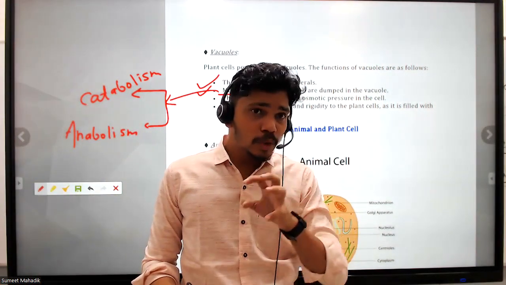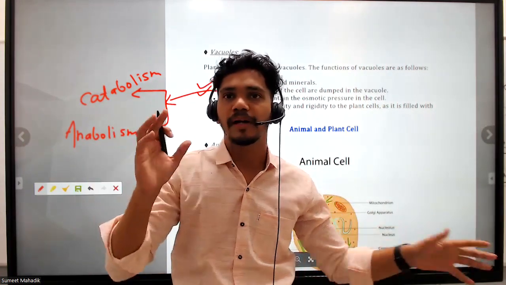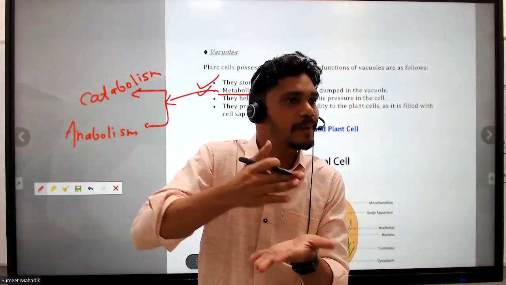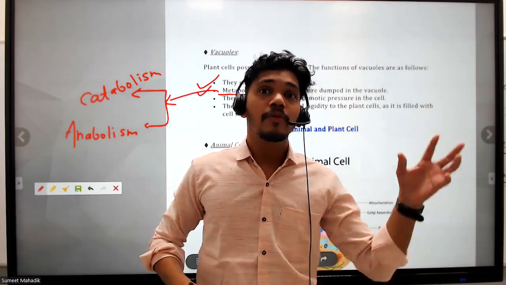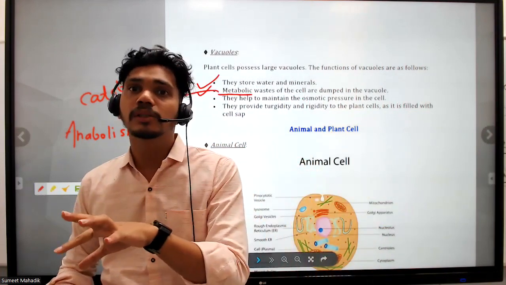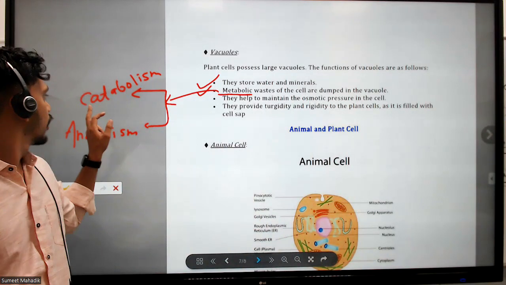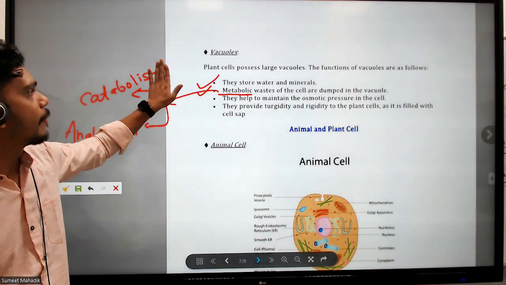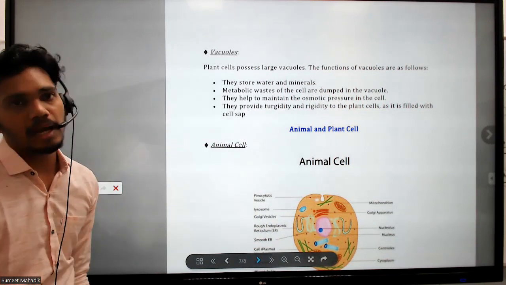From complex to simple, and simple to complex. We eat carbohydrate. Carbohydrate is a complex one. We need glucose, so ultimately we are breaking it down. That is catabolism. Anabolism: glucose is there in the body right now, but glucose has to be stored as glycogen. Again, from simpler to getting complex. That is called anabolism. So metabolism is nothing but a combination of catabolism and anabolism.